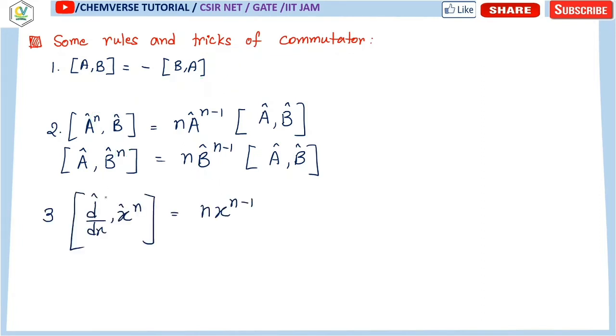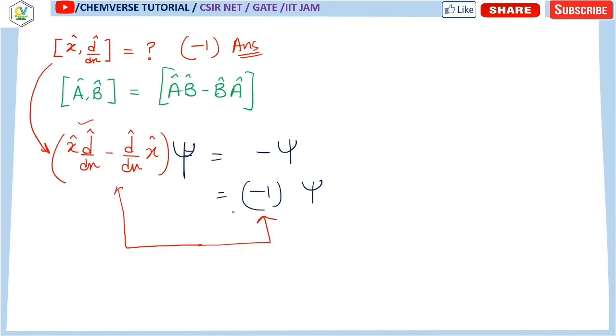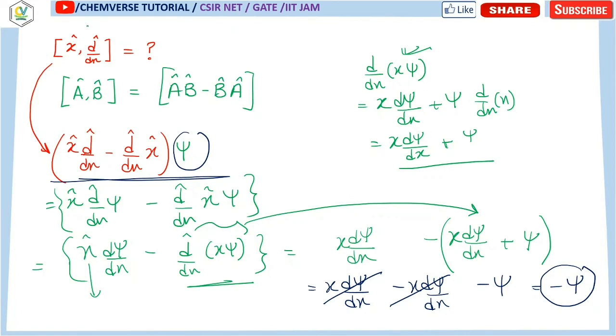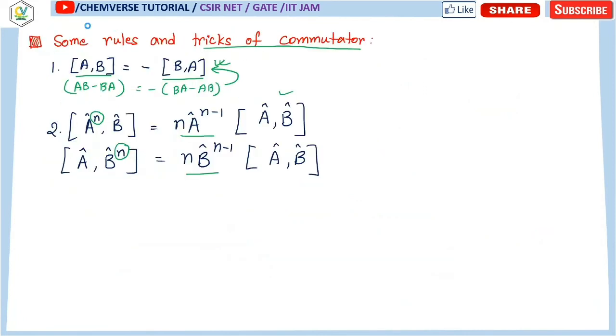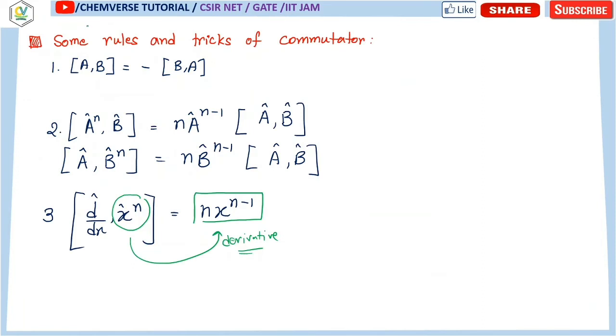Now the next formula is, if d/dx is operated over x^n, it produces n x^(n-1). So it is basically the derivative. Whatever the value of x, we will get the derivative of this one. Now if you see the previous slide, over here we determined the commutator value of x and d/dx. Without applying such lengthy calculation, and that calculation was something like this, we will solve this with the help of these three formulas. Rather, formulas 3 and 1 will be applied.